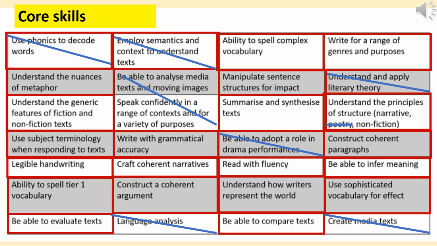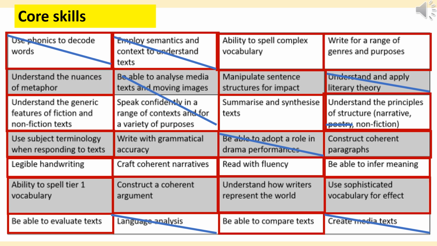These are the core skills for AQA GCSE English language. The most important ones are spelling, using writing for a range of genres and purposes, understanding the nuances of metaphor, manipulating sentence structures for impact, understanding the generic features of fiction and non-fiction text, summarise and synthesise texts, use subject terminology, write with grammatical accuracy and use coherent paragraphs, try and write legibly, write coherent narratives which read with fluency. You also need to read with fluency and be able to infer meaning.